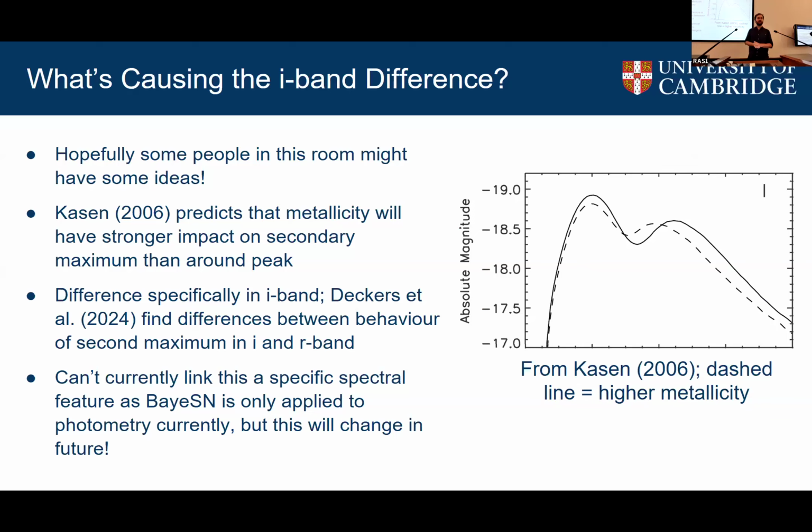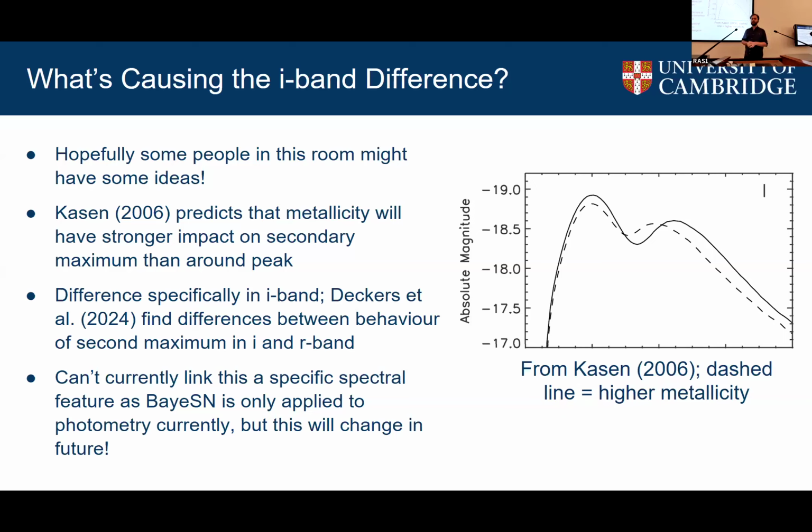So what's causing that? Part of the reason I wanted to give a talk here today was because there are a lot of people in this room who know a lot about Type Ia astrophysics who may have some ideas on this, and I would absolutely love to discuss with you. Kasen in 2006 made some predictions about how metallicity would impact light curves. Specifically, they predicted that metallicity should have a stronger impact on the secondary maximum than around peak. Maybe this would be some kind of metallicity effect. And we'll also see this is specifically in the I band, not in the R band.